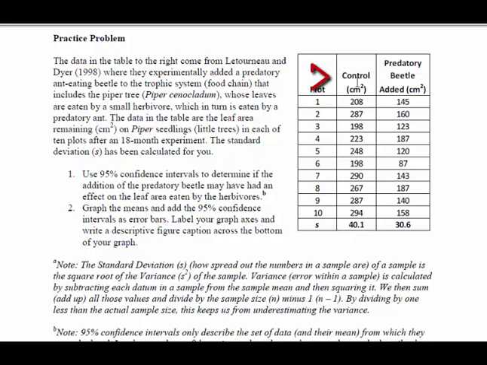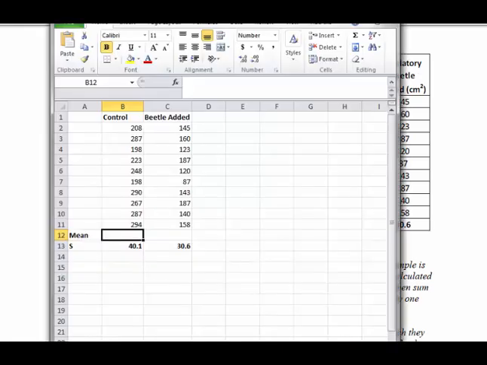They have their control, and then they have the area that they added the beetle to. And they took measurements in 10 different areas, 10 different plots, and they're measuring in centimeters squared how much leaf area is being eaten. So I like to use Microsoft Excel to do some of these calculations for me. I can show you how to use Excel to do this. You could take out your calculator and add up all these numbers and divide by the total number in the sample, which I believe was 10.